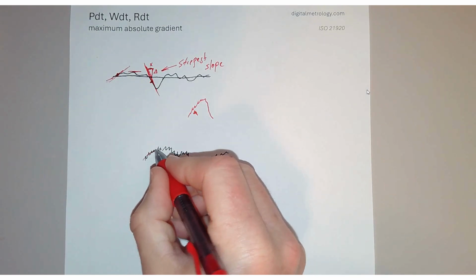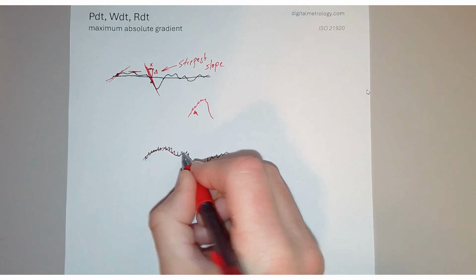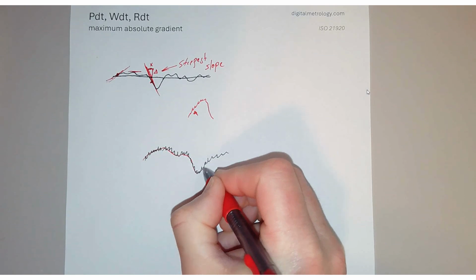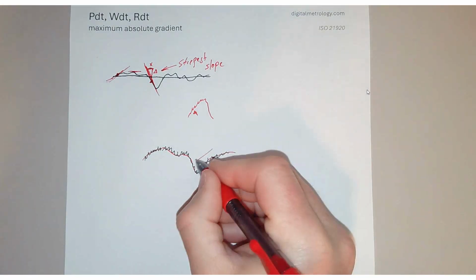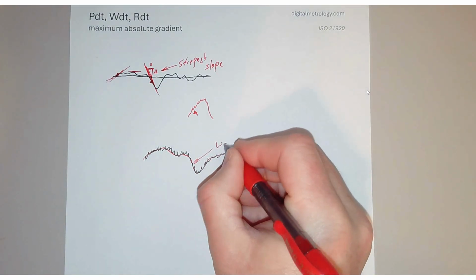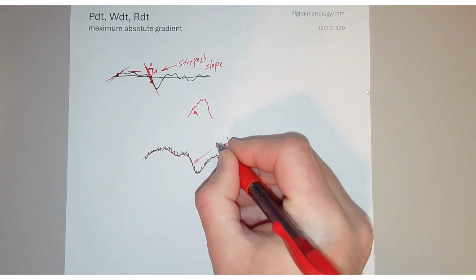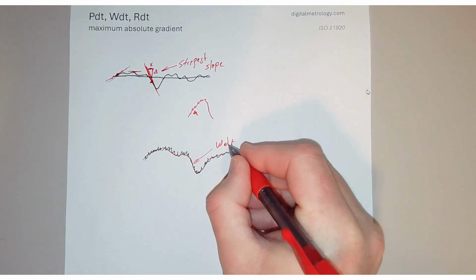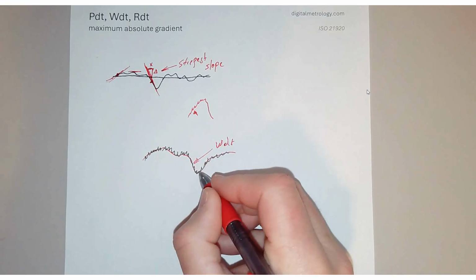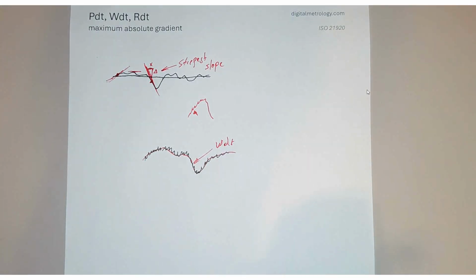So the WDT parameter might be a useful way for catching a dip in the surface. WDT, waviness delta total, would capture this steep slope in the red profile, which could lead to noise in a bearing or leakage in a seal.